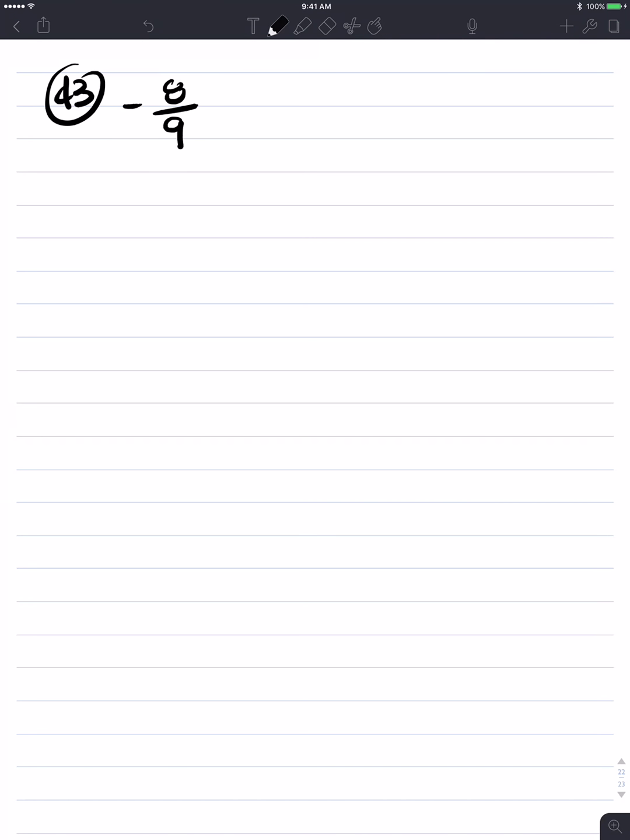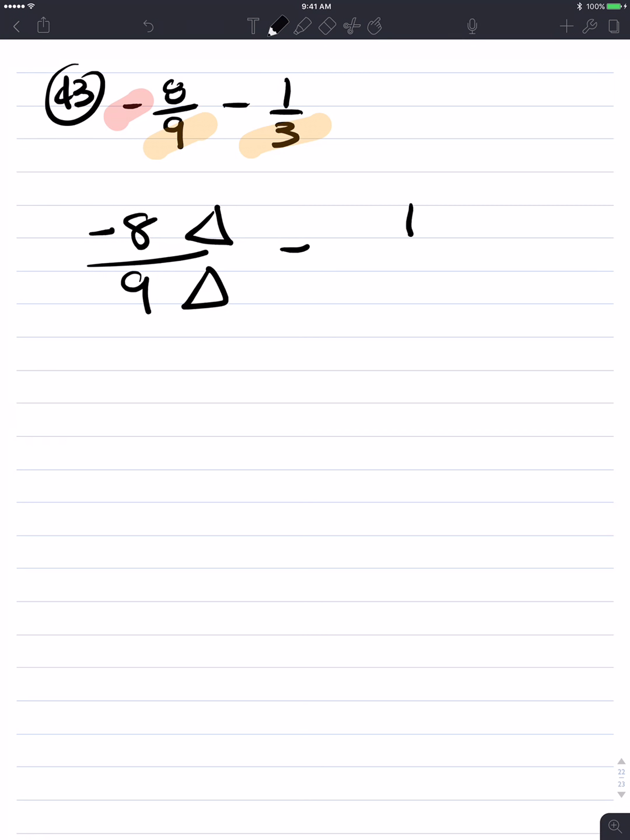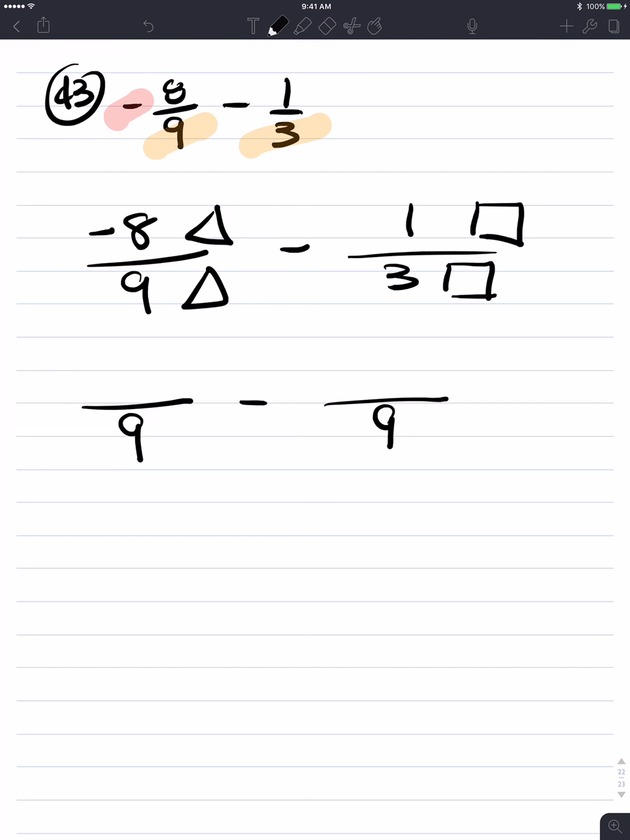43. Negative 8/9 minus 1/3. We have different denominators. Our fractions are unlike. The negative sign we're going to put with our numerator. So we have negative 8 over 9, triangle, triangle, minus 1 over 3 with our square and our square. LCM of 9 and 3 is 9. 9 times 1 is 9, so 1 goes in our triangles. 3 times 3 is 9, so 3 goes in the squares.